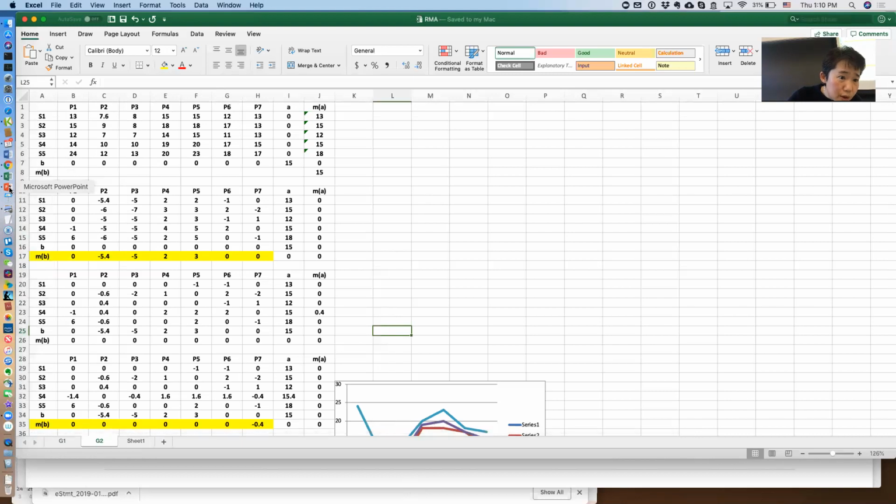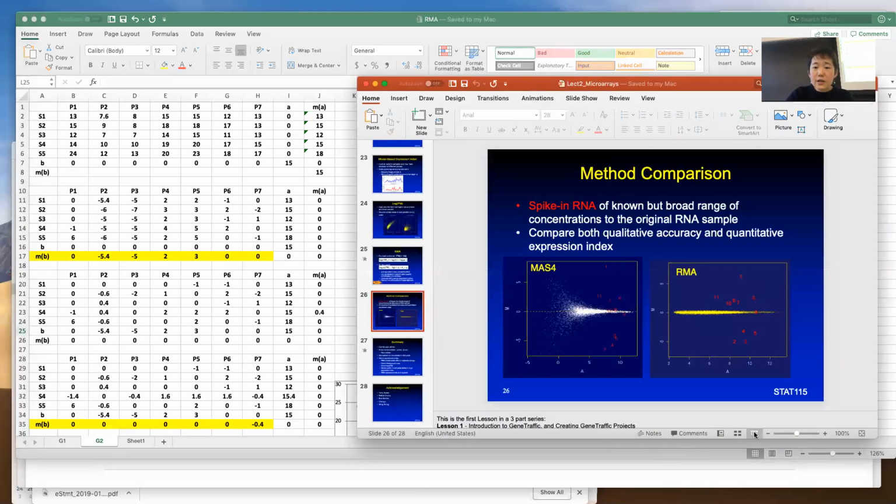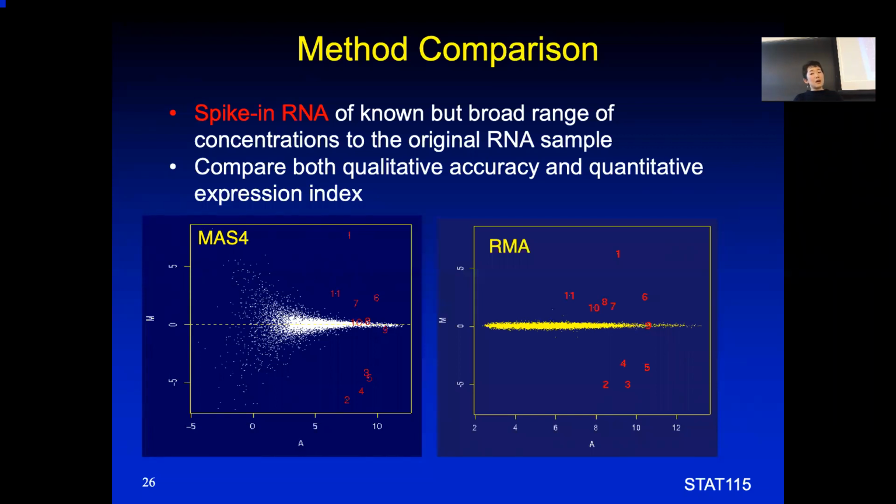And we go back to the presentation in here. So how did the RMA method, when it was published, convince the community that this is really the right algorithm to use? They used an experiment called the spike-in. So supposedly you have the same RNA, you split it in half, and in one of the samples, you added some other RNAs in there, but it's just a few genes. I think in this case, 1 to 11, you added 11 genes in here. The RNAs are added at known concentrations, but across a slightly different range.